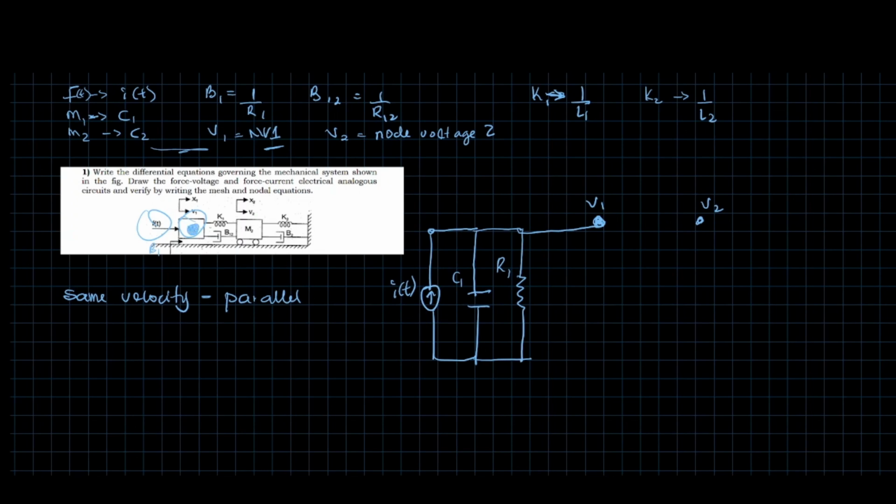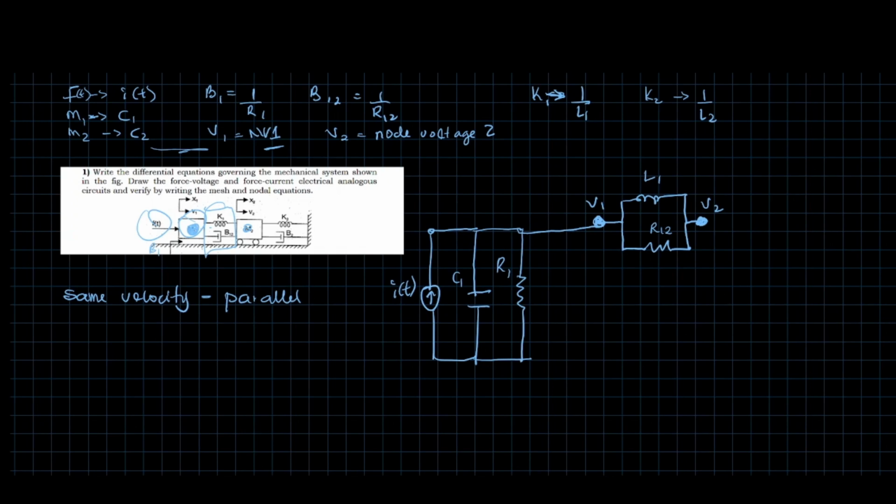Now in between the nodes we have this. Remember that these two share the same velocity, right? But in this case we put them parallel to each other, in between the two nodes. K1 is going to become an inductor, and B12 is going to become a resistor. You can see it here. This one is going to be R12.